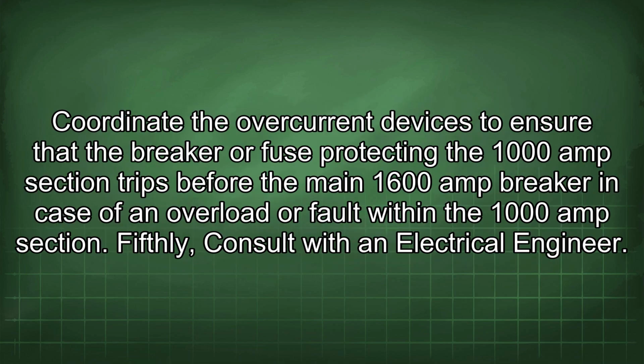Coordinate the overcurrent devices to ensure that the breaker or fuse protecting the 1000 amp section trips before the main 1600 amp breaker in case of an overload or fault within the 1000 amp section. Fifthly, consult with an electrical engineer.